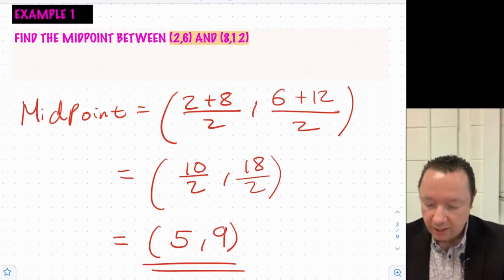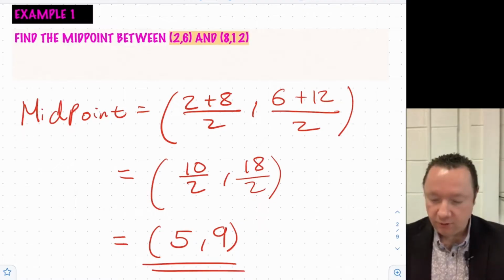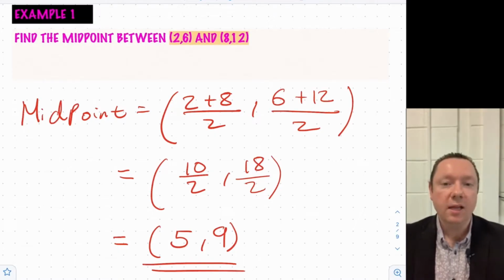And just a quick check, is 5 between the middle of 2 and 8? 2, 3, 4, 5, that's 3 away, so it's in the middle. And between 6 and 12 is 9, well, it's 3 away from 6 and 3 away from 12, so I'm done. I've definitely got my midpoint.